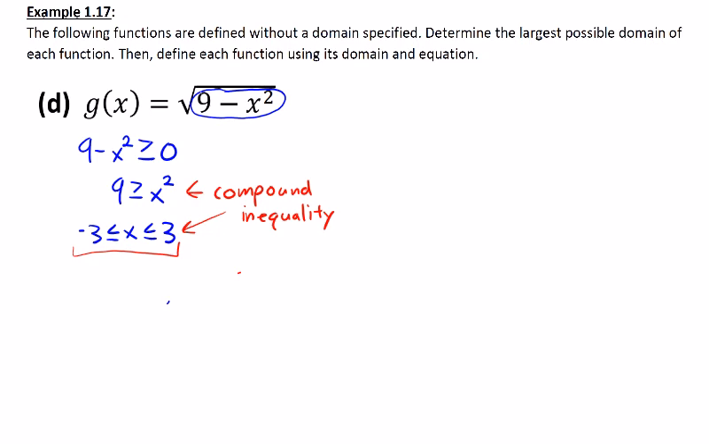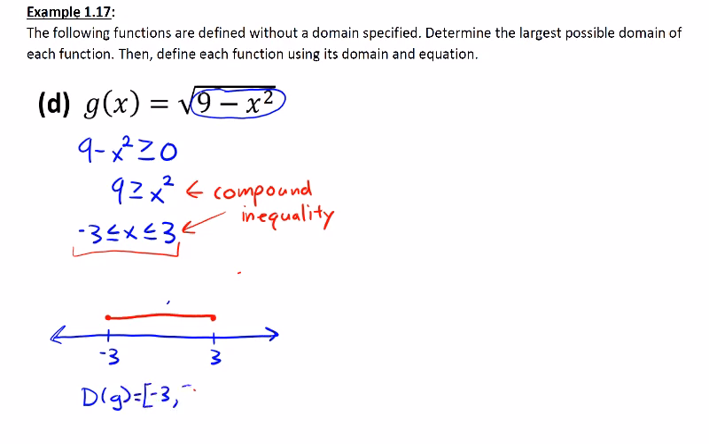So from the number line perspective, negative 3 and positive 3, I should have a closed boundary at negative 3 and positive 3, and I'm looking to keep everything in between. So the domain for G, square bracket negative 3 to positive 3 with a square bracket. So there's your domain. Now let's define the function.